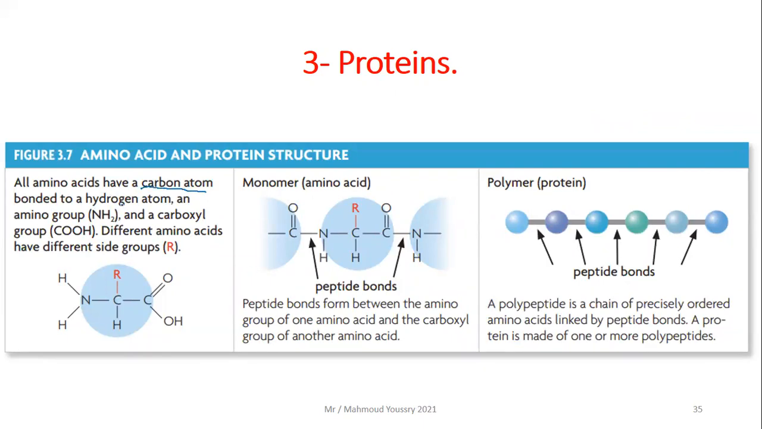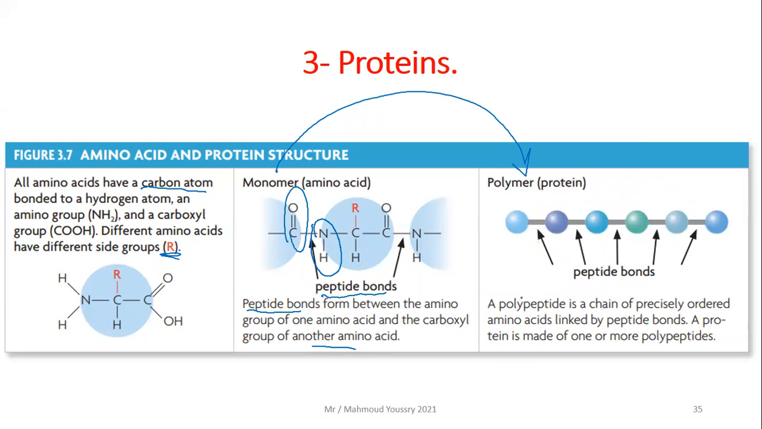This is again bonded to a hydrogen atom, an amino group, a carboxyl group, and a different group R. This is the monomer, the amino acid, that makes a polymer, which is the protein. So how are these monomers bonded together? They form peptide bonds. A peptide bond forms between the amino group of one amino acid and the carboxyl group of another amino acid.